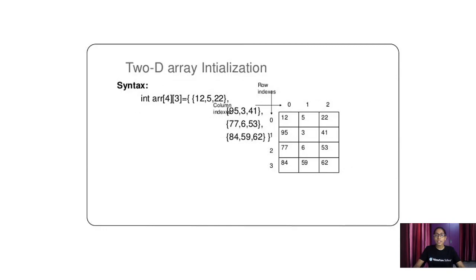Now for 2D array initialization, you have to remember that there are rows as well as columns. The rows are given and the columns are also given, and you have to get the index part, separated by commas within the curly brackets.